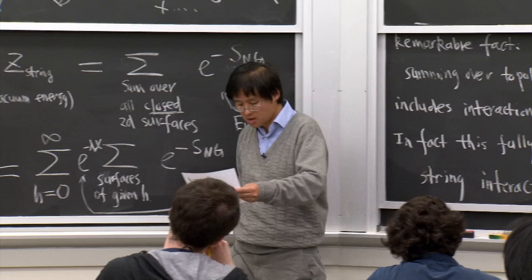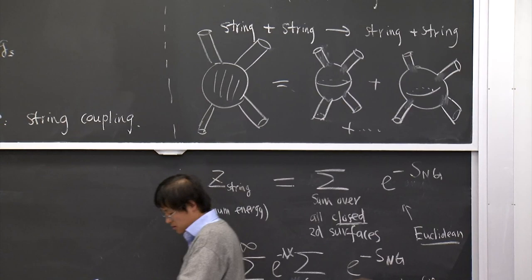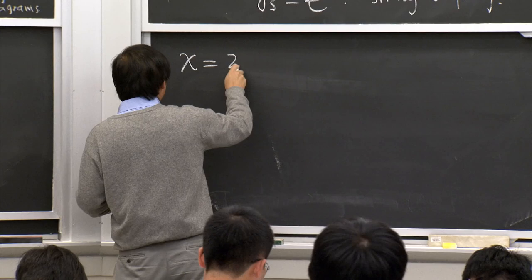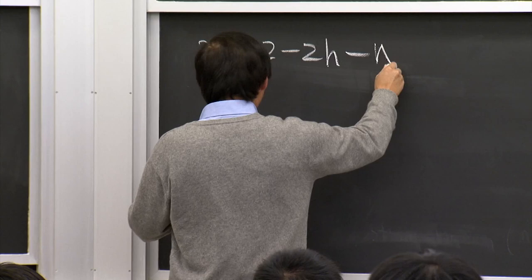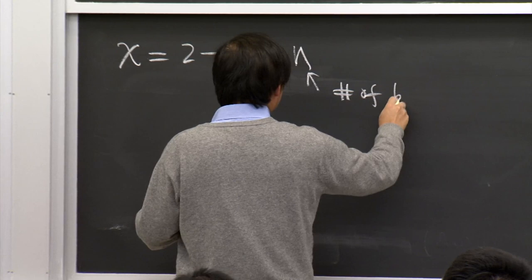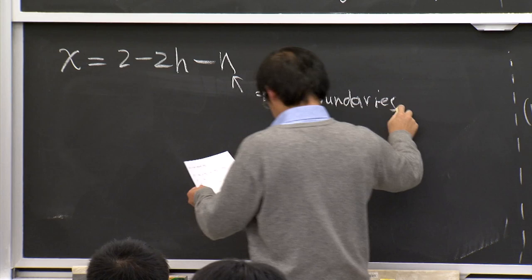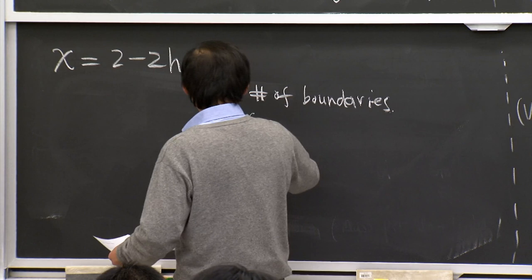And when you introduce boundaries into a two-dimensional surface, the Euler number changes. Some of you may already know this from high school: 2 minus 2h minus n, where n is the number of boundaries, which is the same as the number of external strings.